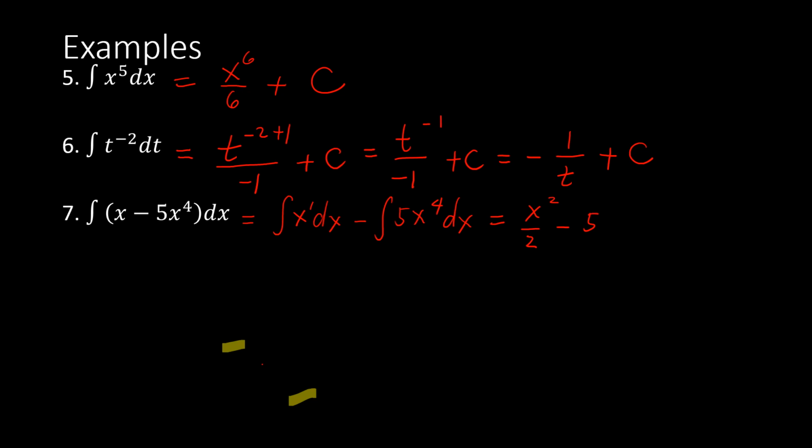5 is merely a multiplier. We integrate x raised to 4 dx, which is x raised to 5 all over 5 plus c. So we can cancel the 5 here. Final answer is 1/2 x squared minus x raised to 5 plus c.